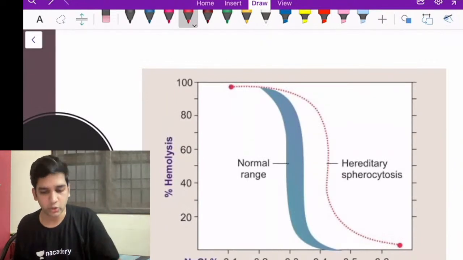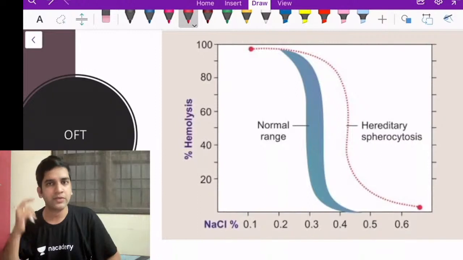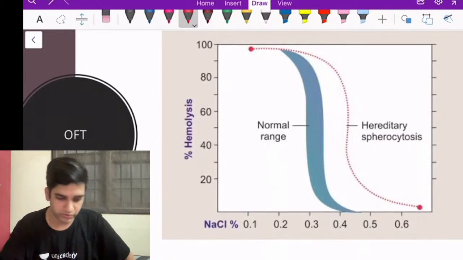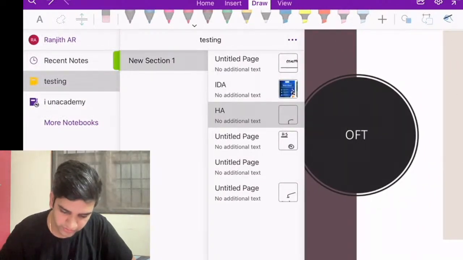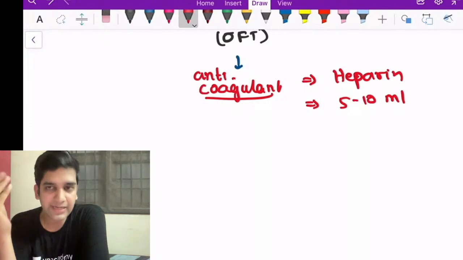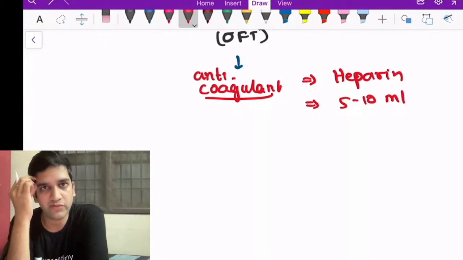This is what I'm going to do in an osmotic fragility test. It'll be plotted in the form of a graph. Then I can easily say whether it's normal or hereditary spherocytosis. Fine. I'm just going back to the previous one. So I'm going to do this in heparin anticoagulated blood. We are going to do an osmotic fragility test.